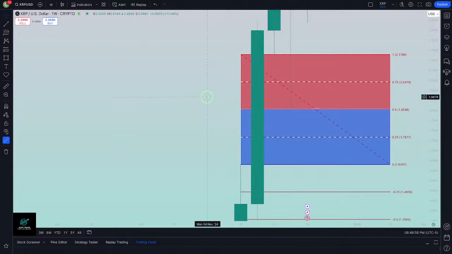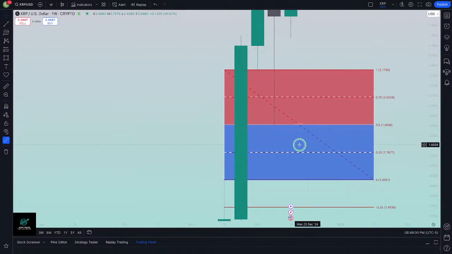Hope y'all paying attention. Y'all see this? If you're missing anything, just go back and watch the replay. And you should be applying this to some type of platform. I'm using TradingView.